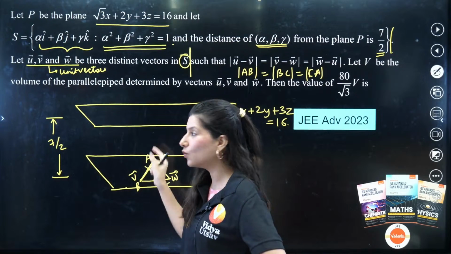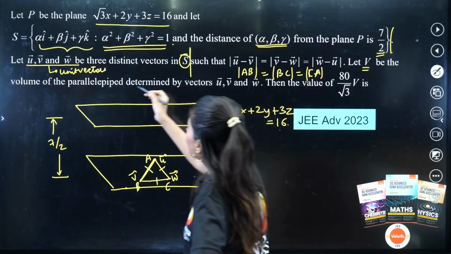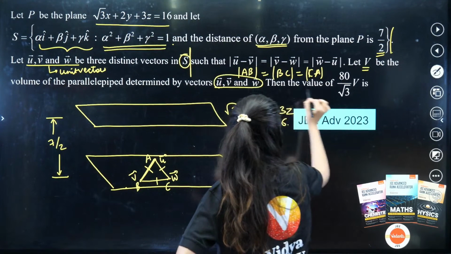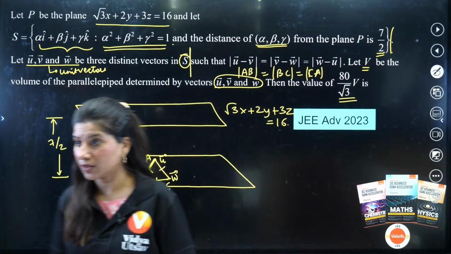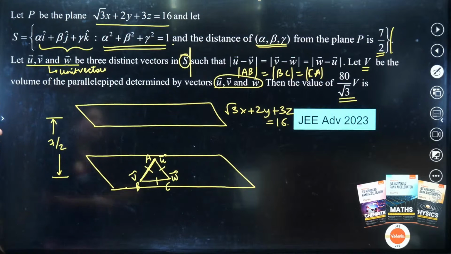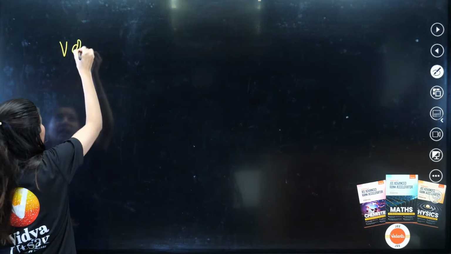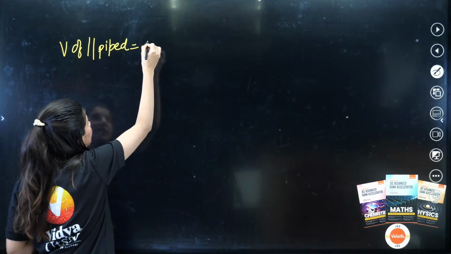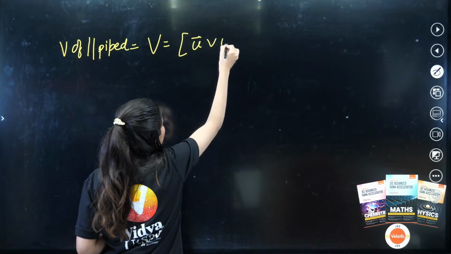Gradually, let V be the volume of the parallelepiped determined by these 3 vectors. Then we are figuring out 80 by root 3 V. So in the end, what we are looking for is the volume of the parallelepiped formed by 3 vectors U, V, W, which is nothing but V, the box of U, V, W.